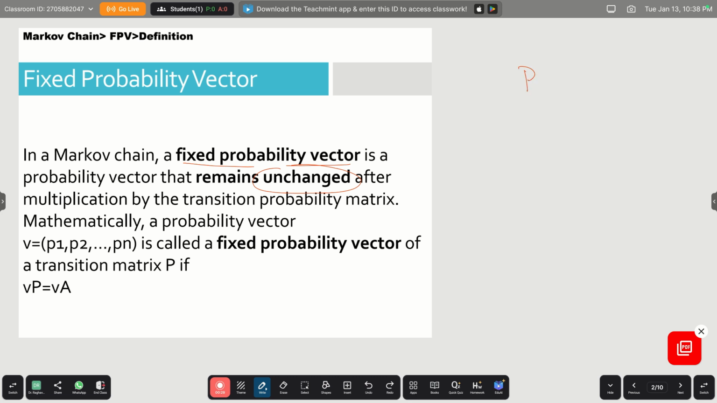Suppose P is a transition probability matrix and V is a probability vector. Suppose when we multiply V and P, it remains V, right? No change happened. Even after multiplying P to V, the result will remain V itself. Then V is called a fixed probability vector or stationary probability vector. Hope you understood the definition of a fixed probability vector.